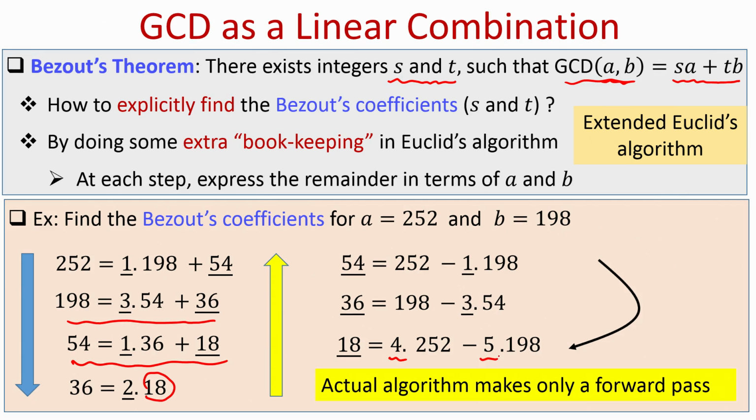So, in this demonstration, to find the Bezout's coefficients, I did a backtracking, but in the actual extended Euclid algorithm you need only the forward pass. You do not need to do a backtracking to do the bookkeeping and find out the Bezout's coefficients.